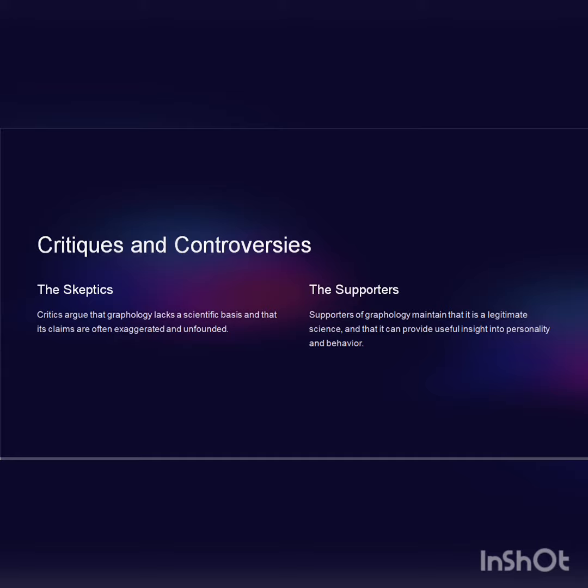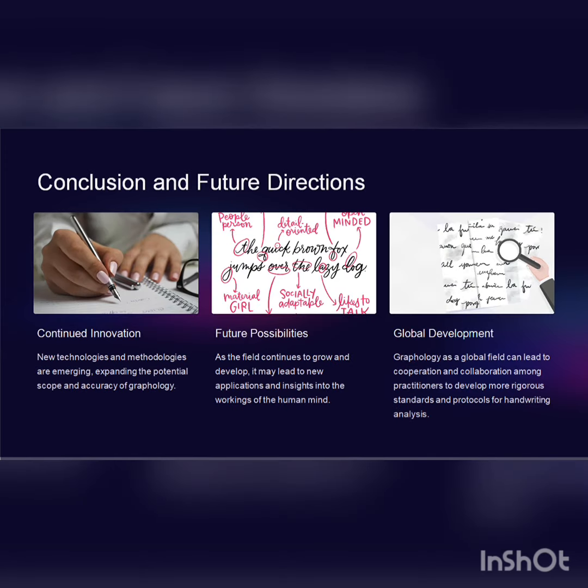Critiques and controversies. The skeptics, the supporters. Critics argue that graphology lacks a scientific basis and that its claims are often exaggerated and unfounded. Supporters of graphology maintain that it is a legitimate science and that it can provide useful insight into personality and behavior.